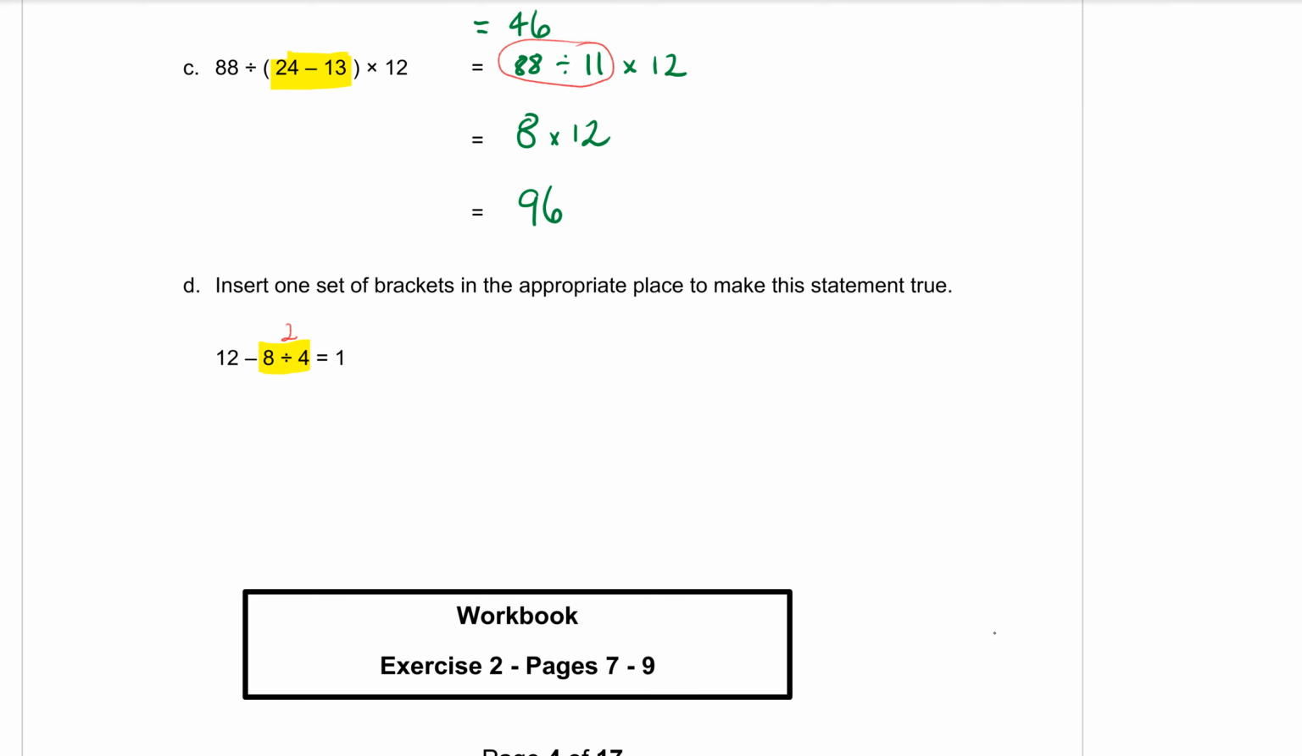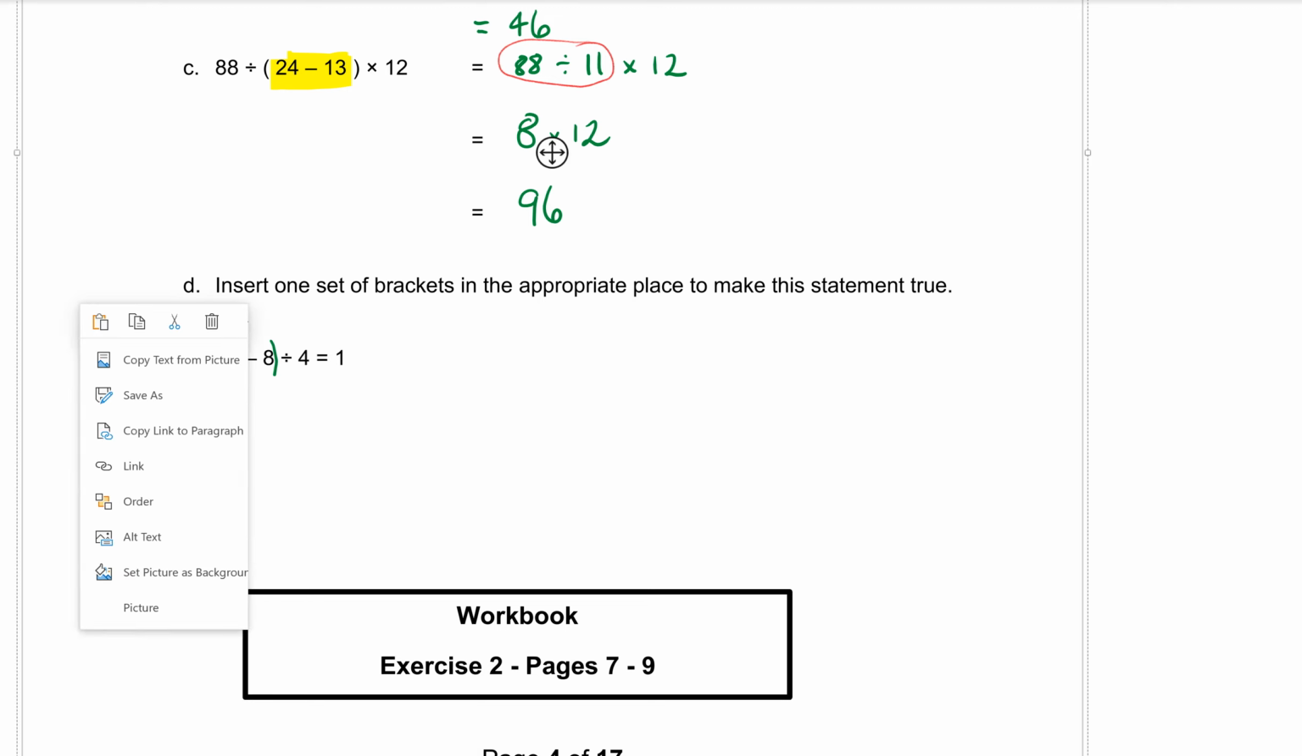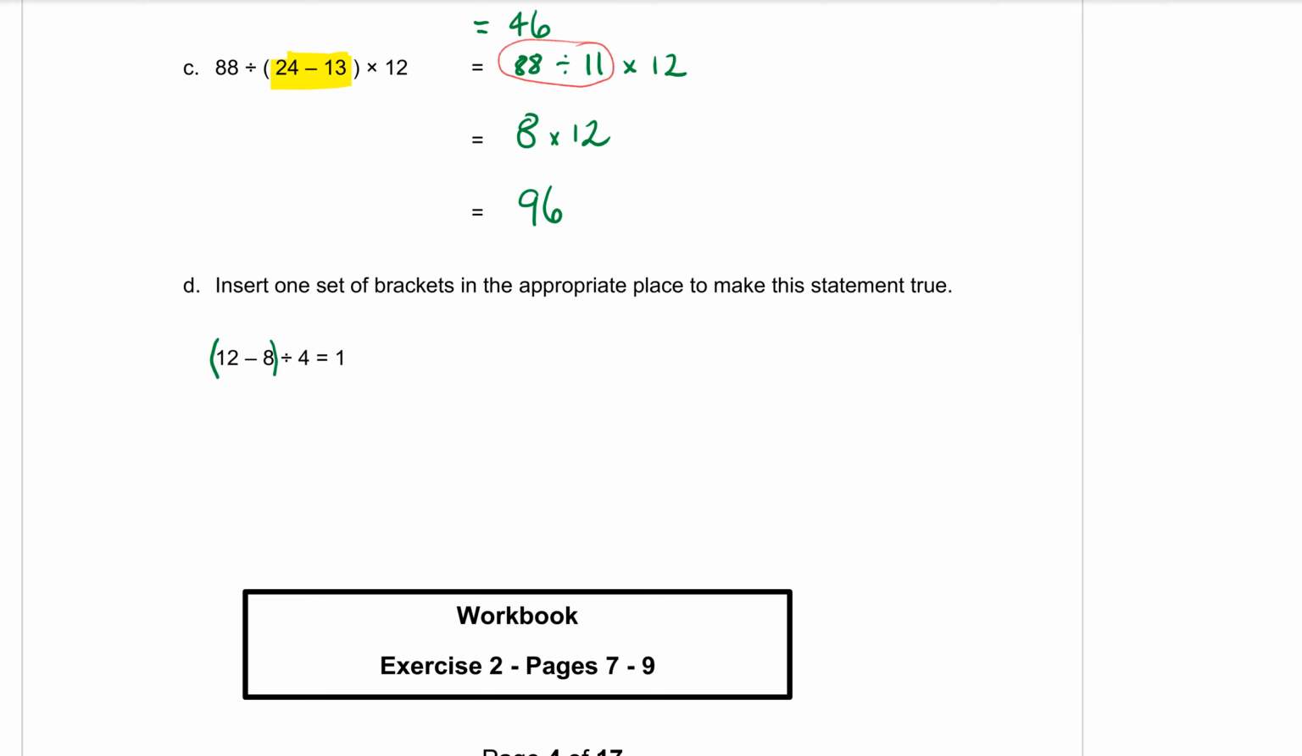So that doesn't work. So instead, what I need to do is I need to put some brackets somewhere to try and make that true. Now, I want to change the order. The only way to change the order is to try and put brackets somewhere like this. It might be a bit of trial and error because there might be a few places to put it sometimes, but try putting brackets around and see what you get then. So let's have a look. 12 take away 8, that would make a 4, because we do that part first, and then 4 divided by 4 would give me the answer 1, so I have put the brackets in the right place.